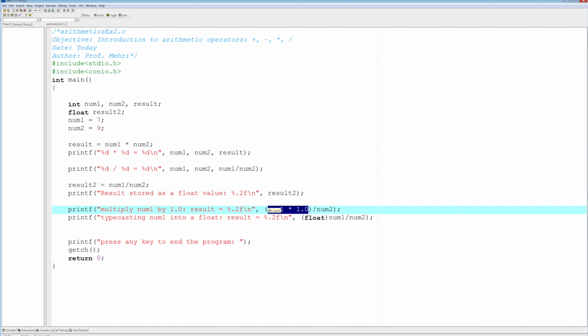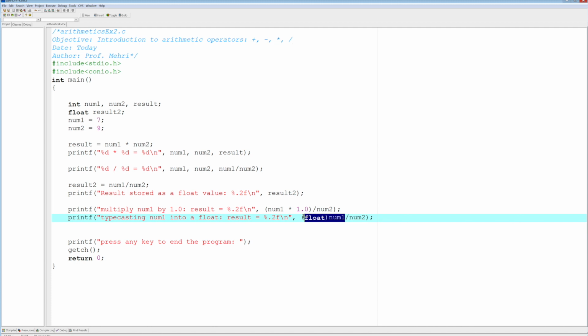So that should give us an idea of some of the properties of multiplication. If you typecast, which means you change the data type of a variable into something else, right here, num1 is still an integer, but temporarily during this operation, during this process, this numerator would be considered a float.